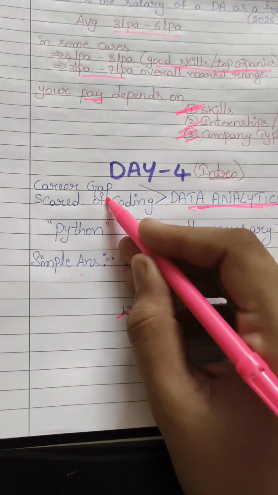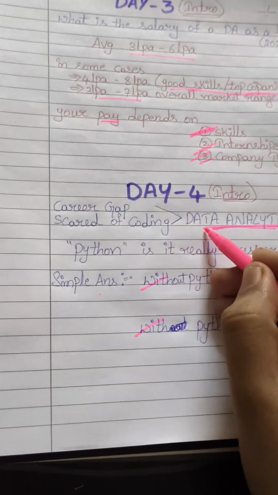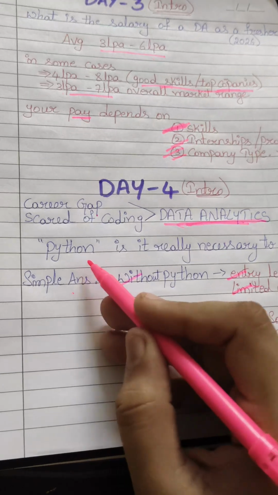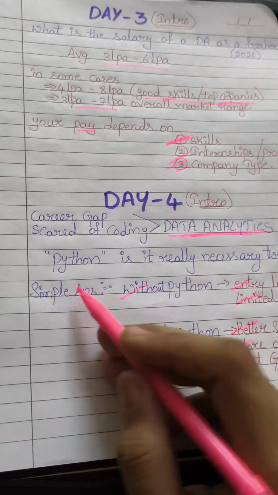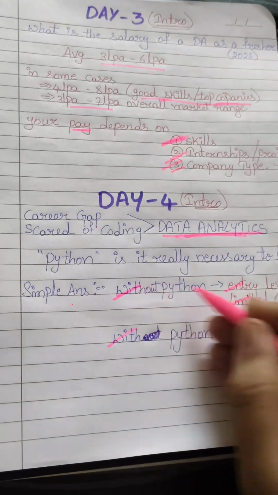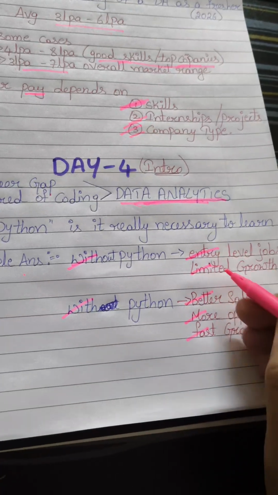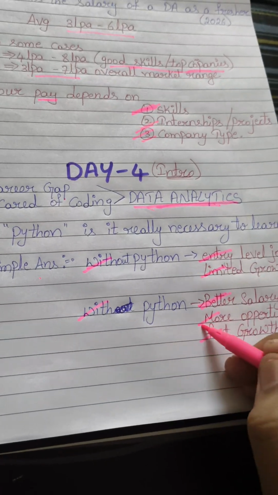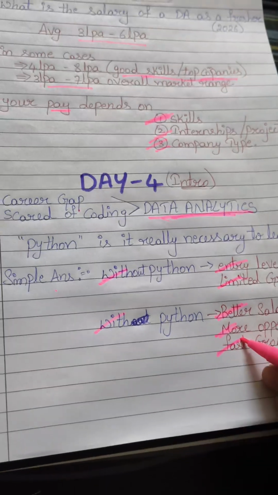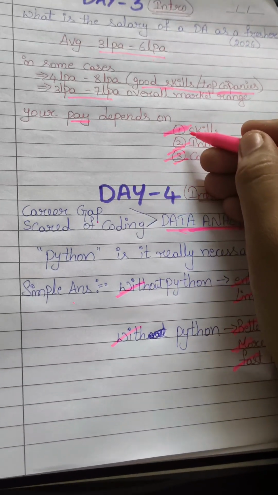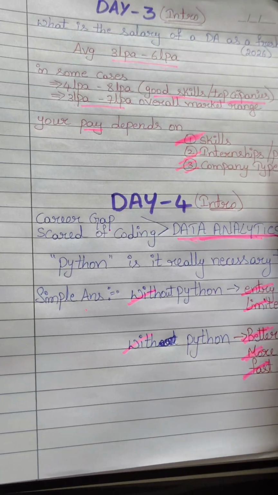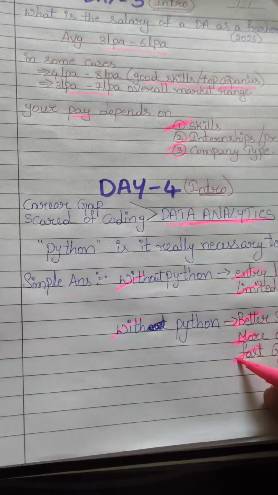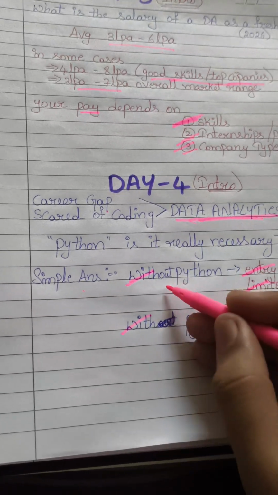If you are someone who has a career gap and if you are scared of coding, data analytics is the best course I can tell you. In data analytics, we have Python. Is it really necessary to learn Python? The simple answer is, without Python, you may get a job, but it will be an entry-level job and you will have limited growth. But with Python, you will get a better salary, more opportunities, and fast growth. As I've already explained in the previous video, skills matter a lot. If you're a pro in all the skills, then you will get more opportunities and fast growth. So now you decide, with or without.